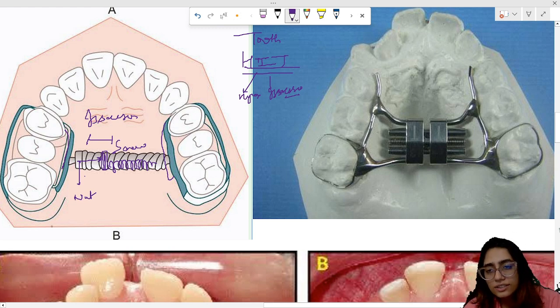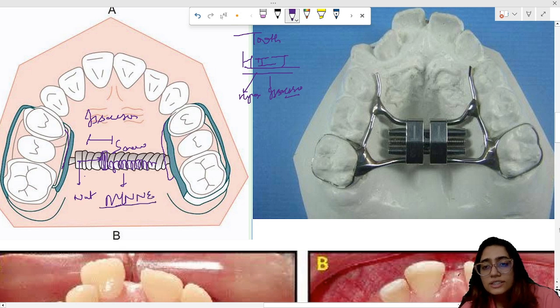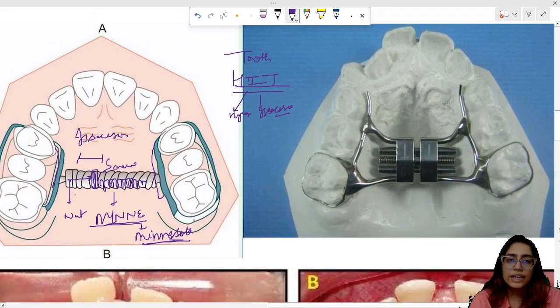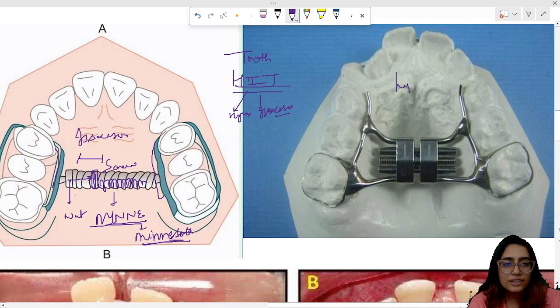In this, a special kind of screw is used, that is the Minne screw. This is so because it was invented by the Minnesota Dental School, therefore the name is Minne screw. The second appliance that you see is the Hyrax appliance.